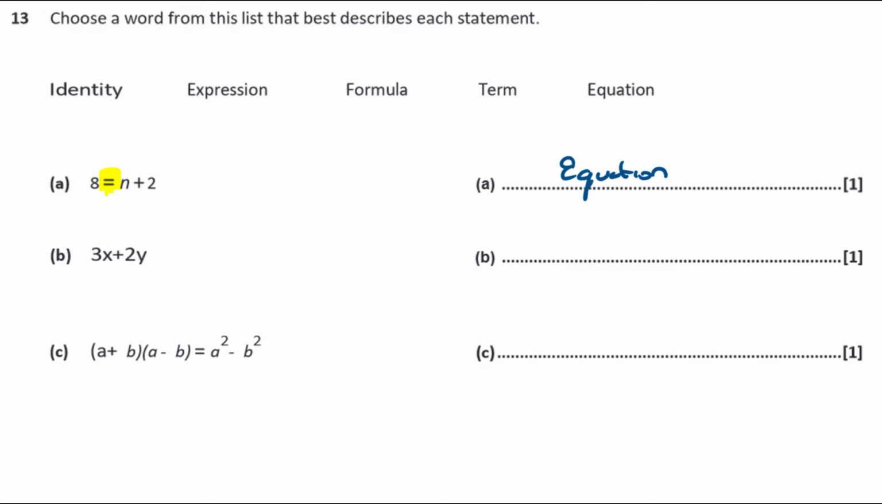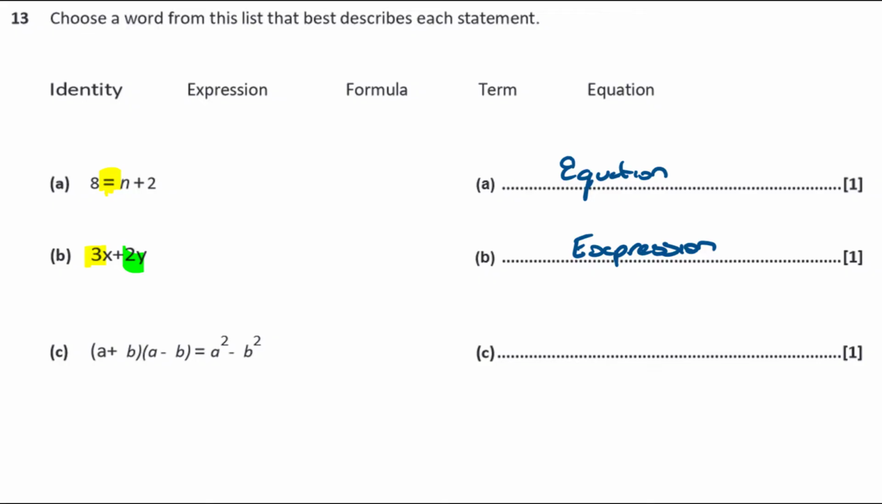Right, now the next one, I've got two things added together. Each one of those two things is called a term. If we only had one of them, like 3x or 2y, it would be a term. But because we've got them added together, we've got what we call an expression. So an expression is made up of various terms combined together. The first one had an equal sign, so that makes it an equation. No equal sign, it must be an expression.